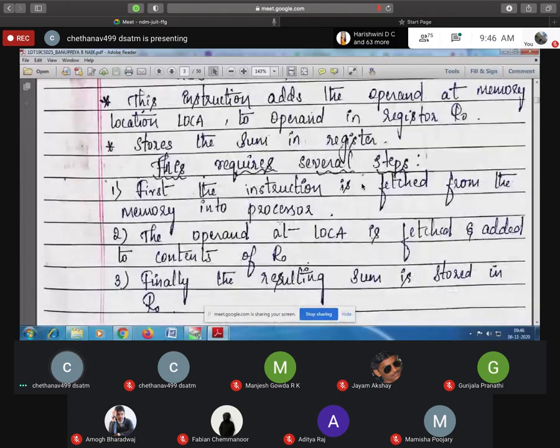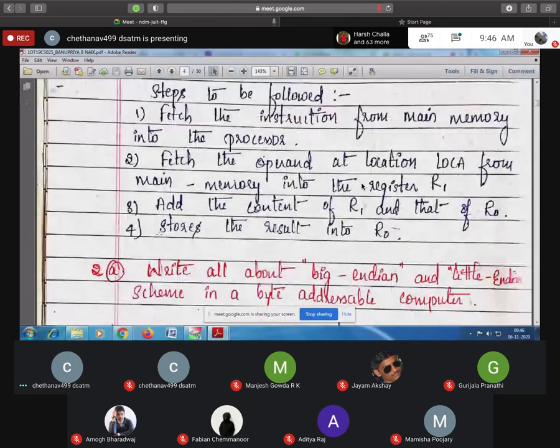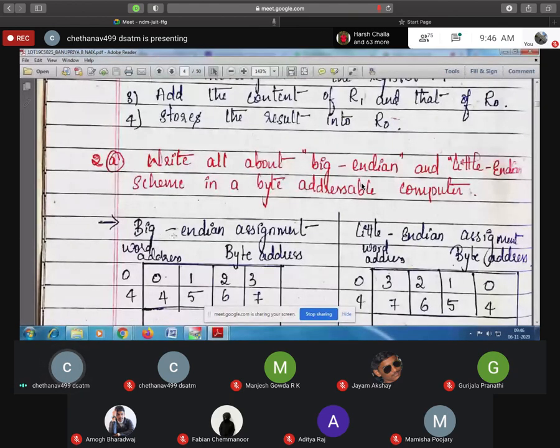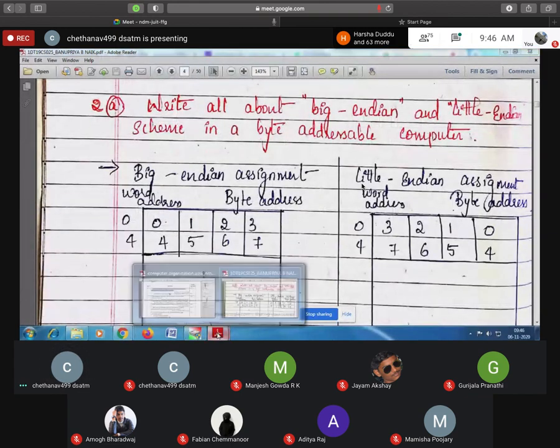Like this, it is written here. You have to explain the steps. There are some 6 to 7 steps that you have to explain. Now go to the second one.